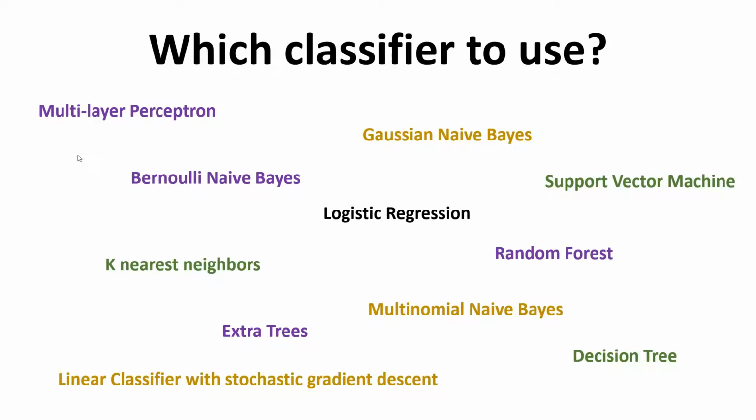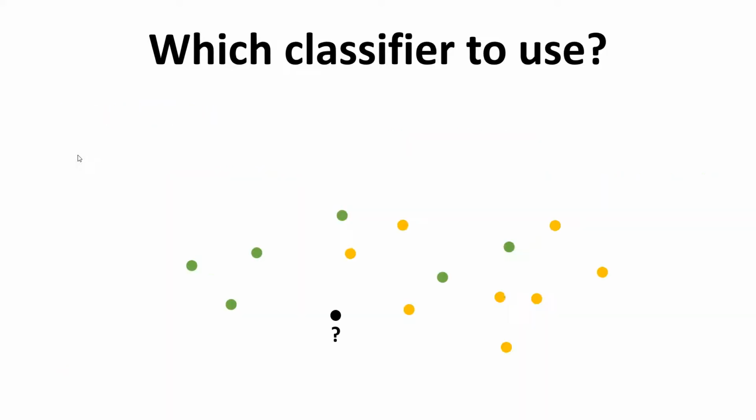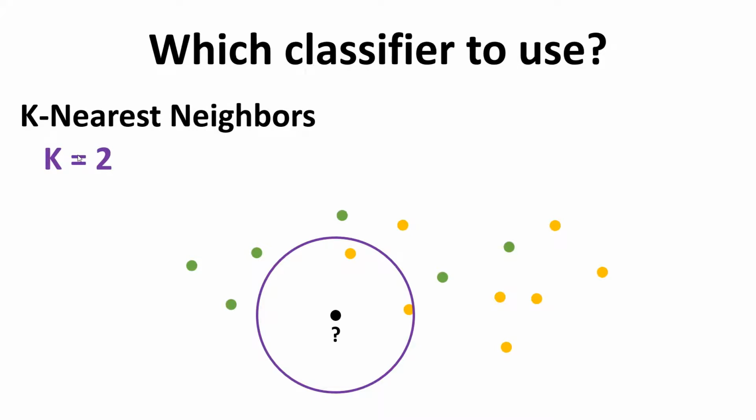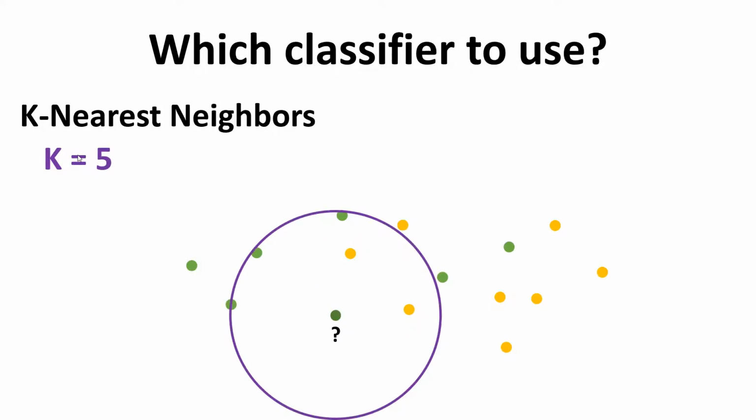But not only are there many options when it comes to classifiers, we also have to find the appropriate parameters for that classifier. For instance, let's say we want to predict what color this black dot should be. We might choose the k-nearest neighbors classifier, but we also need to specify the number of neighbors to use. We can use 2 neighbors, in which case the dot would be predicted to be yellow. But if we use 5 neighbors, the prediction would be green.